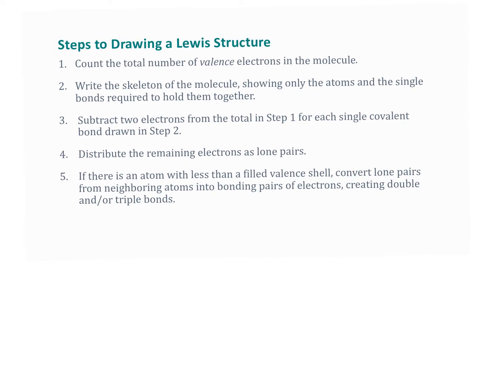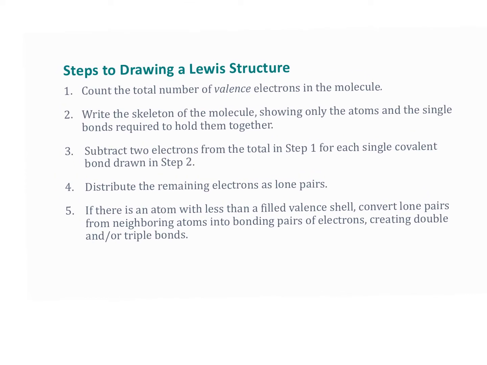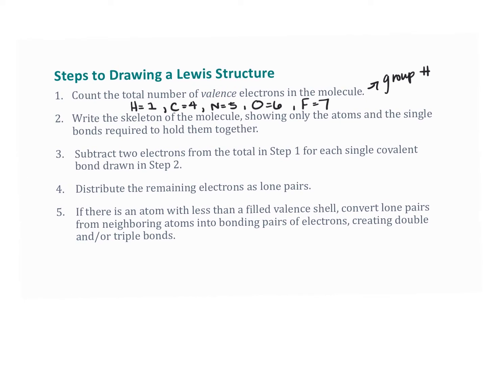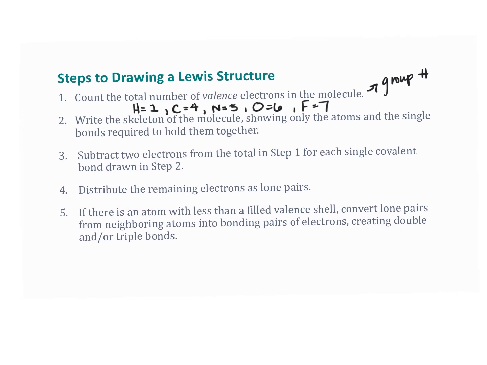So for example, here are the steps. The first step is you need to count the total number of valence electrons in the molecule. I want you to remember this is same as the group number, right? So some of the common ones that we're going to see is hydrogen has 1 valence electron. Carbon has 4 valence electrons. Nitrogen has 5 valence electrons. Oxygen has 6. Fluorine has 7. So we see these. For each ion, the negative charge increases the number of electrons by 1, and positive charge decreases the number of electrons by 1.